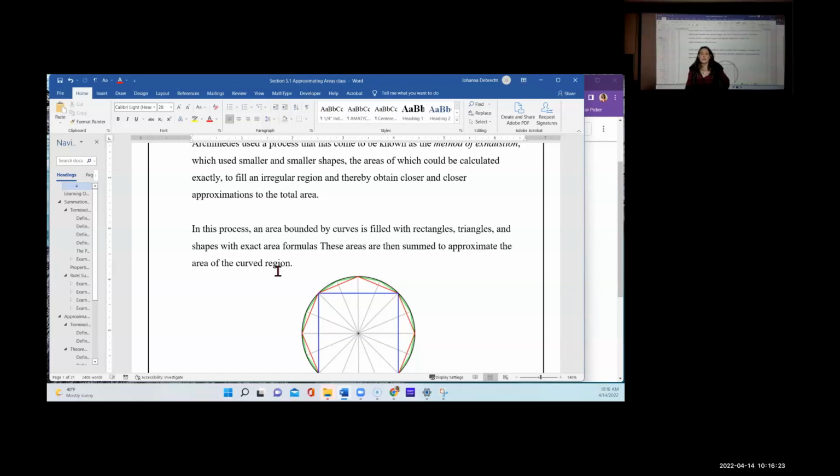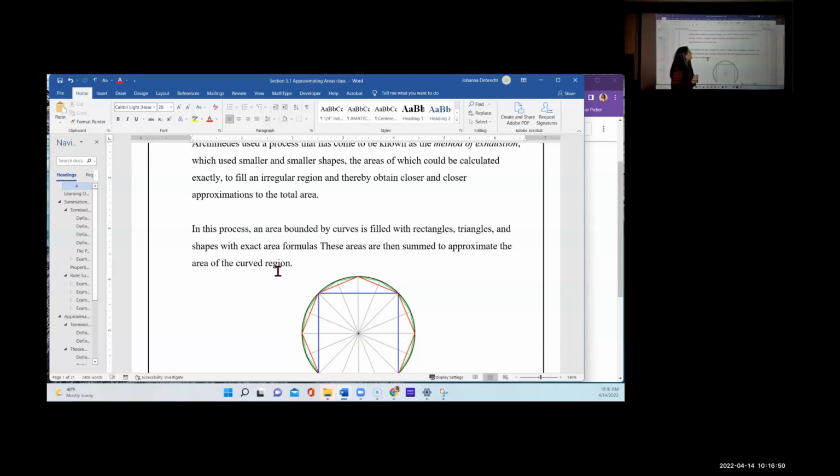So this is something that's been known all over the Western world, as well as the Eastern world and in parts of South America in the ancient Mayan and Aztec and Incan civilizations. So this kind of idea is not new. Basically, it's called finding the area by exhaustion. Archimedes is the one who did it in the Western world in Greece.